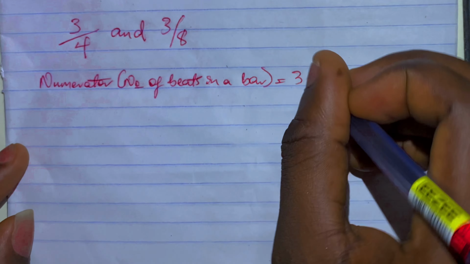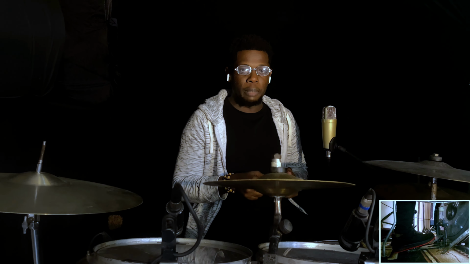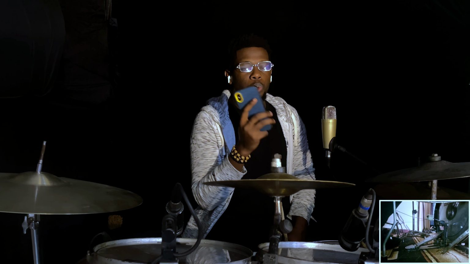The numerator, which is 3, stands for the number of beats in a bar. We have 3 beats in a bar. What is the value of those 3 beats? Over 4, quarter notes. So we have 3 quarter notes in a bar. I know these terminologies might be hard to understand, but when I play them on the drum, you understand it better. So I'll set my metronome to 70 BPM and set it to the 3-4 time signature.